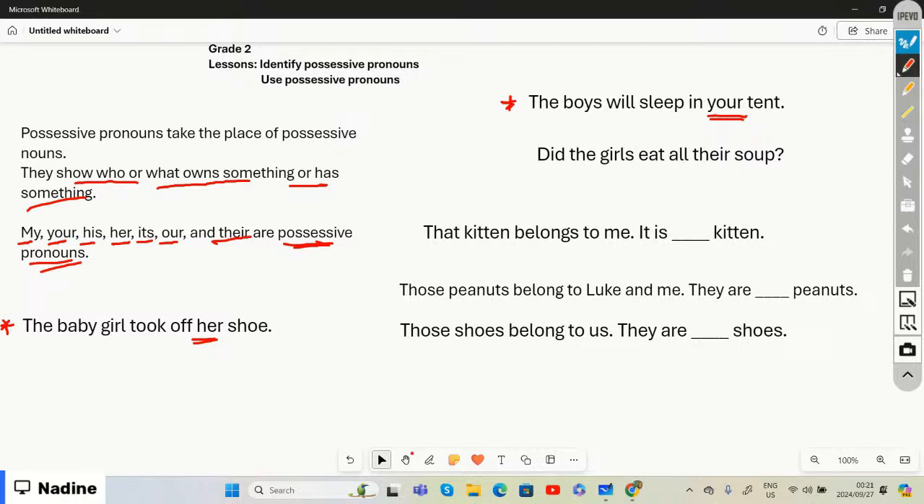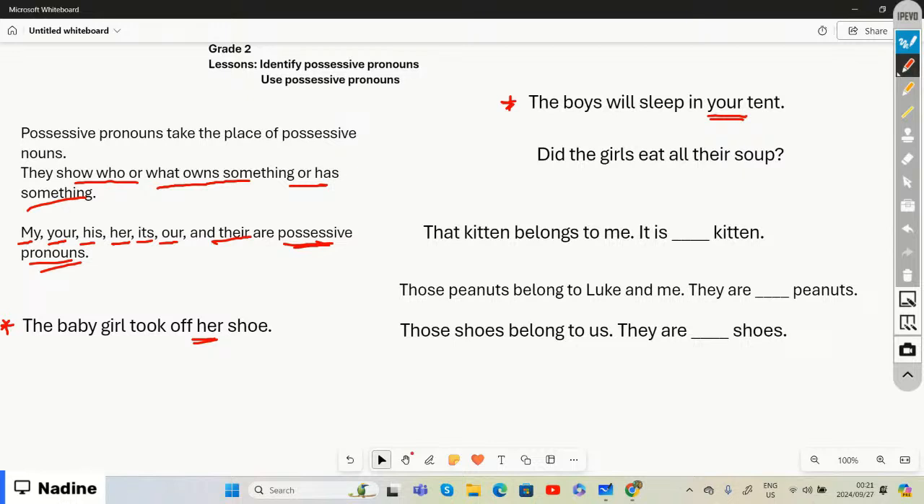All right. So once again, we are doing possessive pronouns, and a possessive pronoun takes the place of a possessive noun, right? And possessive pronouns show us who owns something or who has something, right? That is a possessive pronoun. Shows who owns something or who has something.